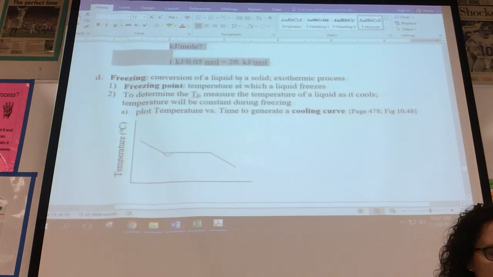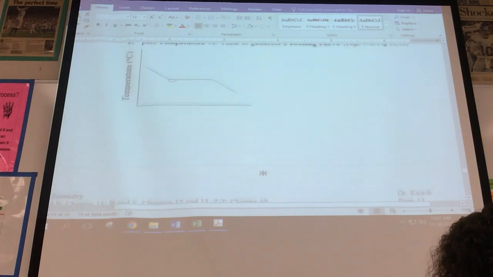Freezing, you know, is the reverse process of what? Melting. You can calculate freezing point the same way you do melting point, but this time you're going to generate what's known as a cooling curve. We don't really do much with this anymore, so we're just going to let it go.